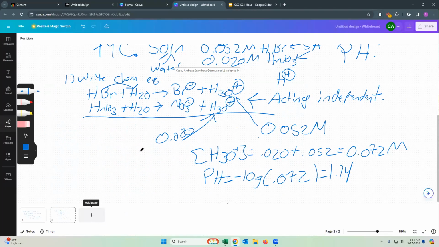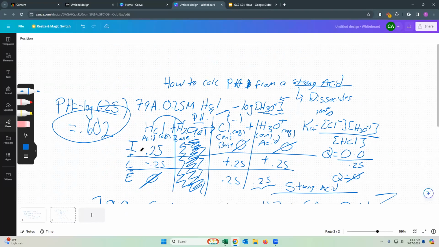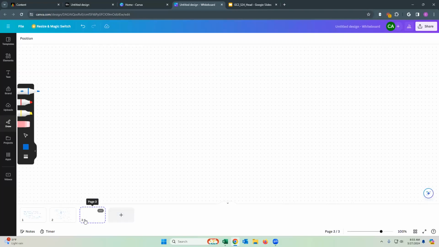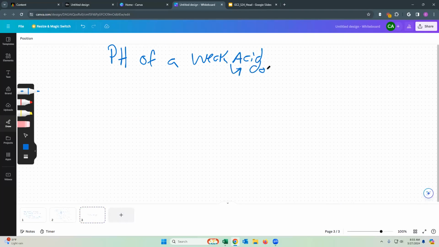So we just did the pH of a strong acid. The next thing we want to do is the pH of a weak acid. Remember, a weak acid doesn't dissociate 100%. I'm just going to jump into a question. On the slides, it explains how to do this, but I think it makes a lot more sense if I explain the steps while doing the question.